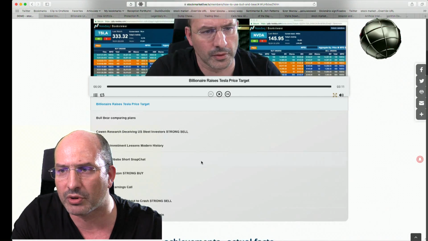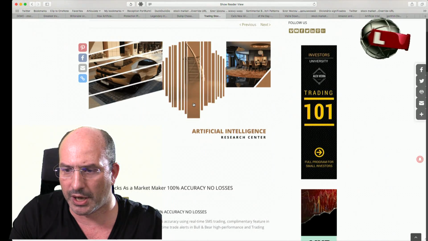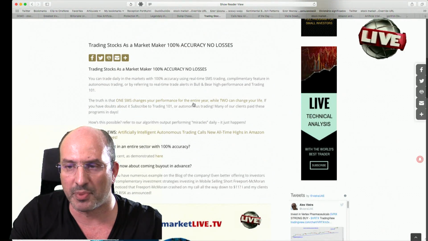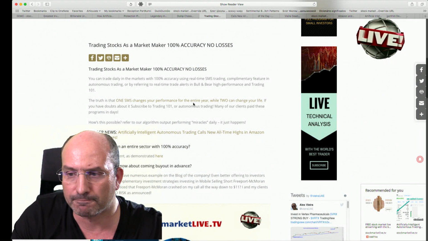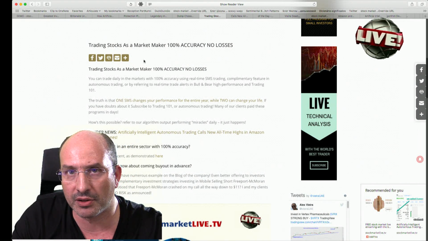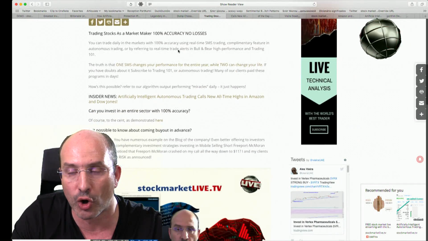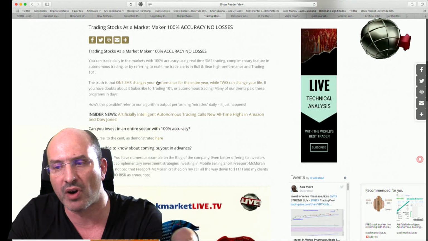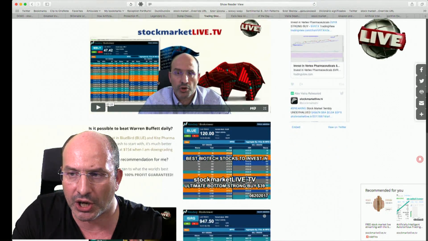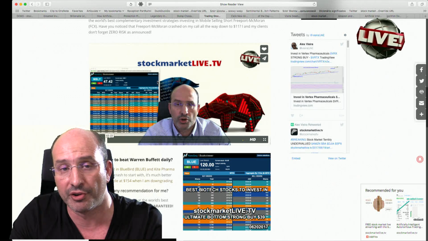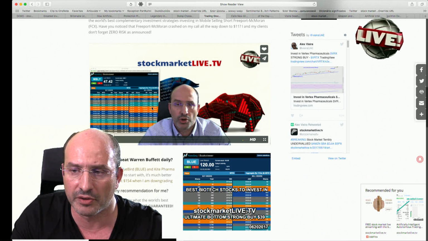And we are going also to refer here. For example, if you are interested in day trading or short-term trading, you have this article, Trading Stocks as a Market Maker, 100% accuracy, no losses, okay? And you have the proof of it with several examples given in strategies to maximize your return on investment, investing in Mobile Eye, selling short Freeport McMoRan.